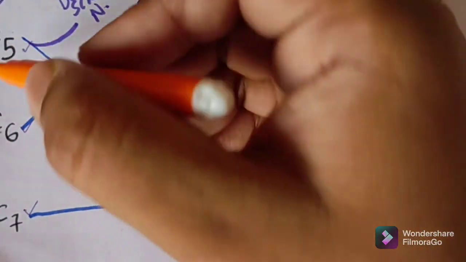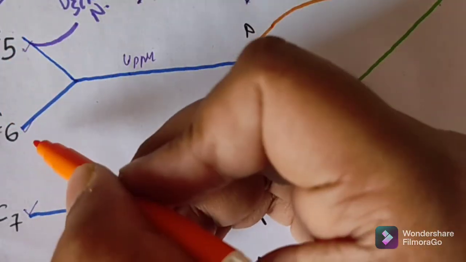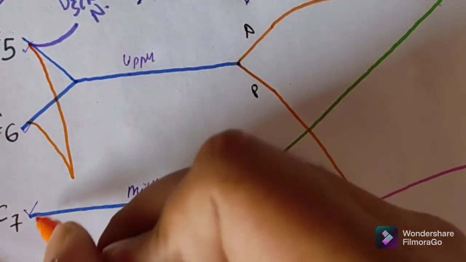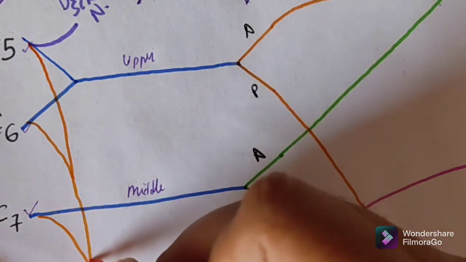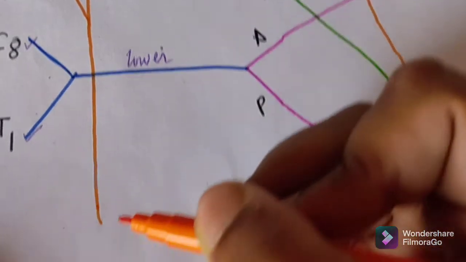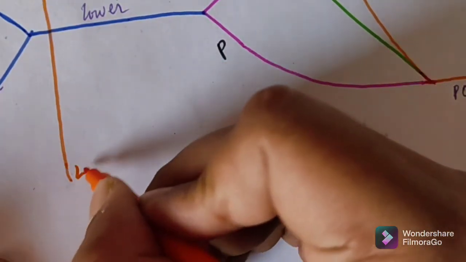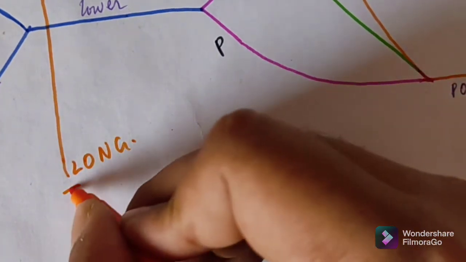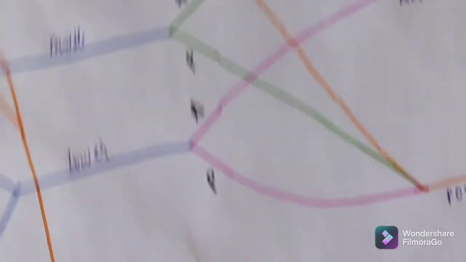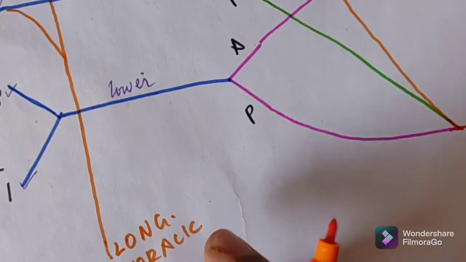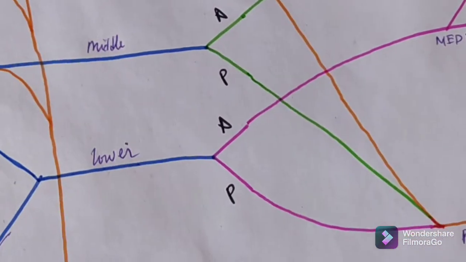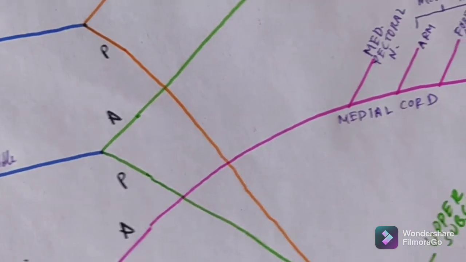Now there will be one more branch which will be formed by the C5, C6 and C7 nerve roots. These three nerve roots will give origin to a long nerve, and this is named the long thoracic nerve. Now this long thoracic nerve gives supply to the serratus anterior muscle. I will come across the nerve supply in a subsequent video, but for now you just remember this part.